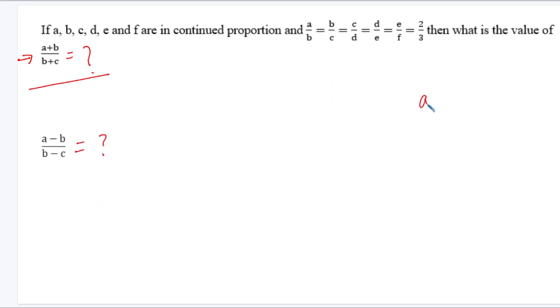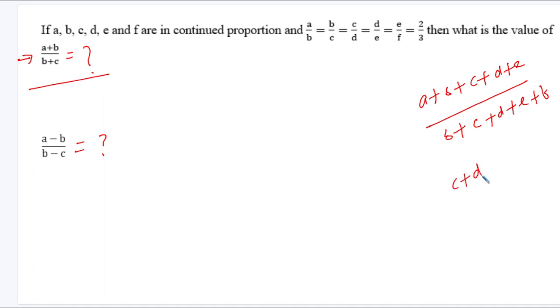Or they might ask you A plus C plus D plus E divided by B plus C plus D plus E plus F. They ask you for the addition of any two of them. Suppose they ask you for C plus D over D plus E or anything, any two or all of them. They ask you for the combination of any two of them or all of them. All of them will come only in addition, but two of them can come in the subtraction as well.